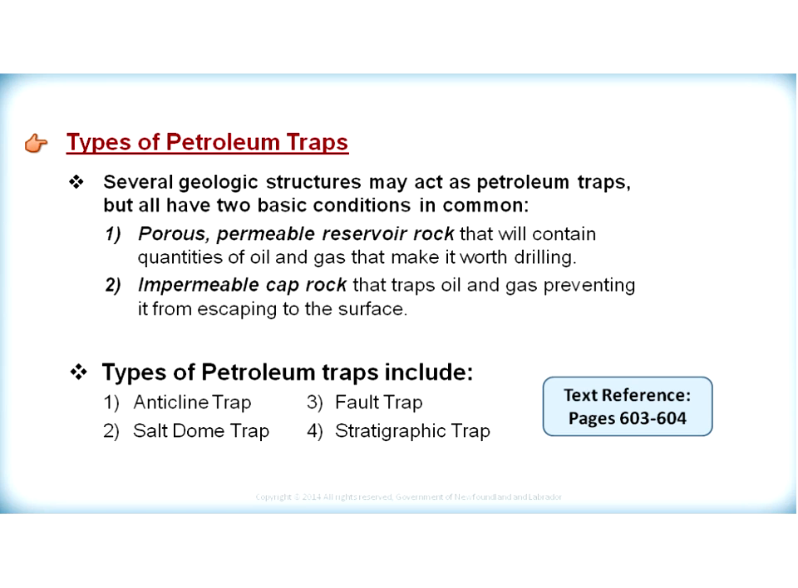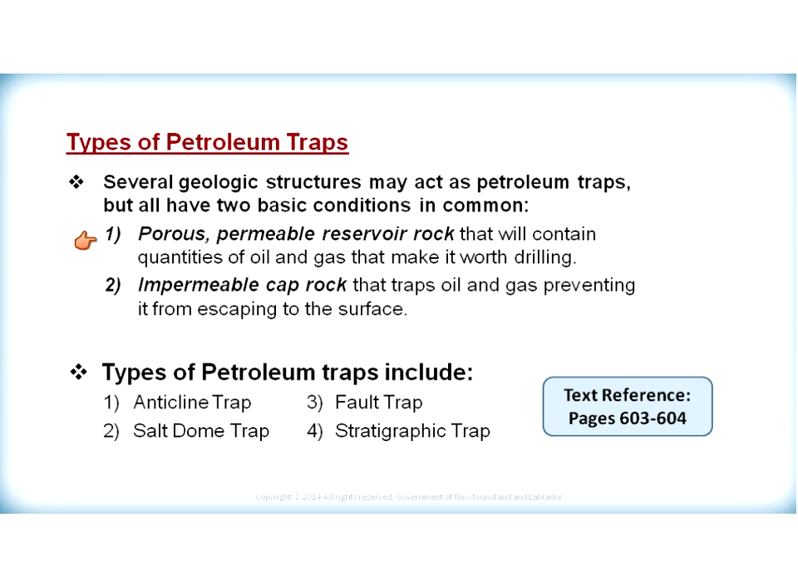When we look at the different types of petroleum traps, several geologic structures may act as a petroleum trap, but all have two basic conditions in common. The first condition is a porous, permeable reservoir rock that will contain quantities of oil and gas that make it worth drilling.